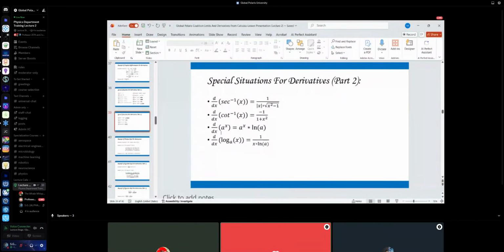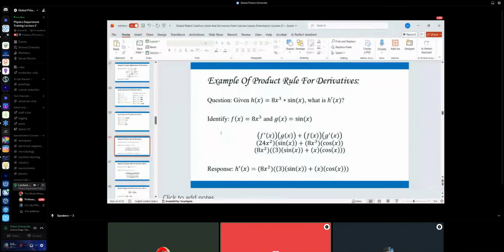Now we can get into examples of the product rule, quotient rule, and chain rule. Say I'm telling you h of x is 8x cubed times sine of x. What is h prime of x? Reminder, what does h prime of x mean again? It means the first derivative of the h of x function. So let's split it up and make it simpler. When learning something new, you sometimes need to just break it down. So let's break it down. f of x is 8x cubed, and g of x is sine of x.